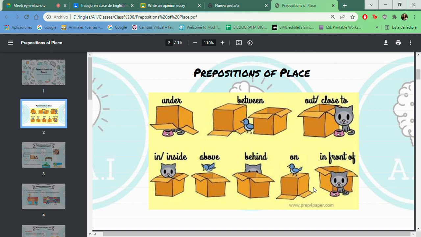The bird is on the box. Very good. The bird is on the box, right? And here the bird is above the box. Yeah, exactly. But here, as you can see, it's inside, okay? Inside, instead of on. Is it clear? This is on, this is inside.